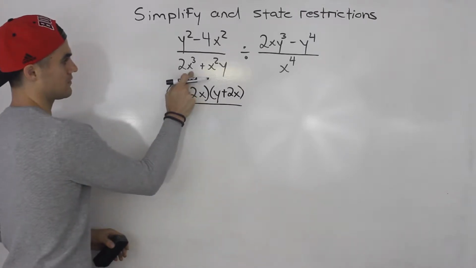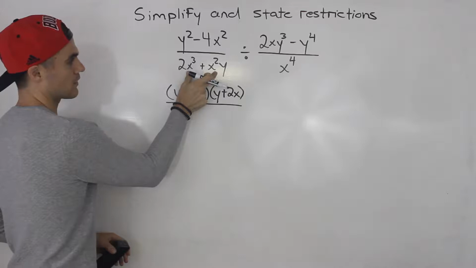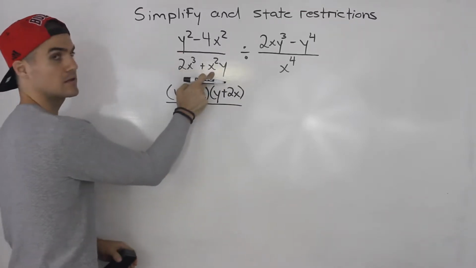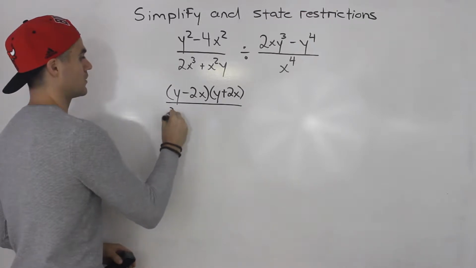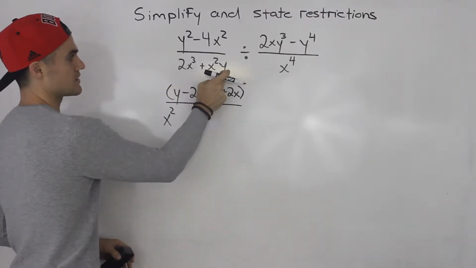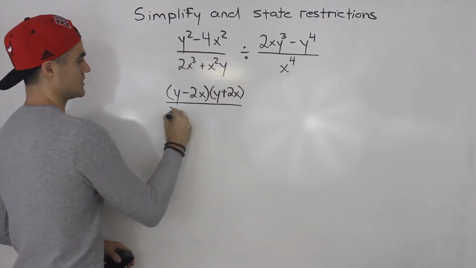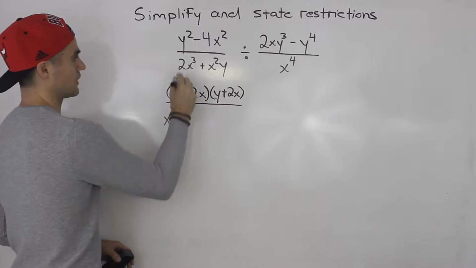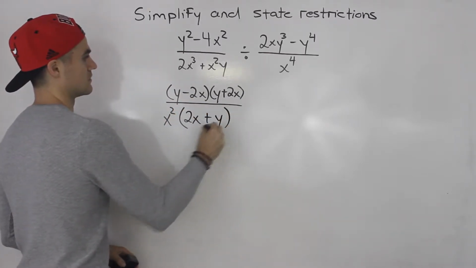The denominator, notice from both of these, we can take out an x squared. Notice how x is common in both, and you take out the lowest exponent always. We can't take out any y's because only this expression contains a y. This one doesn't. So when we take out an x squared, what are we left with here? We'd be left with 2x plus y.